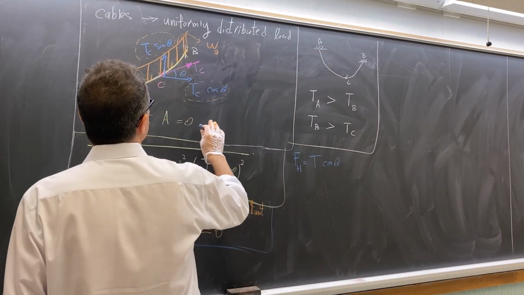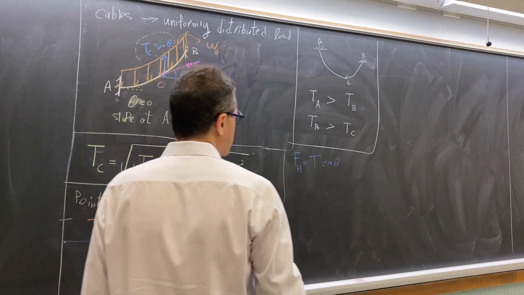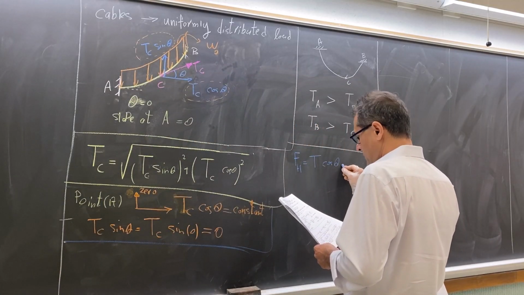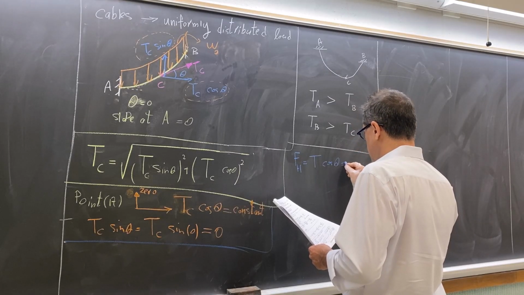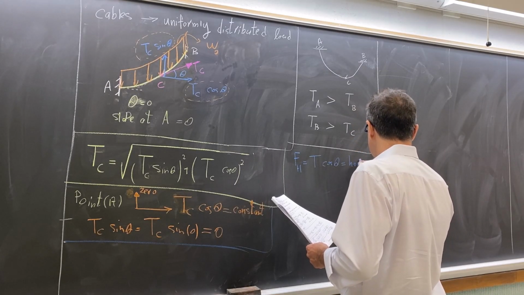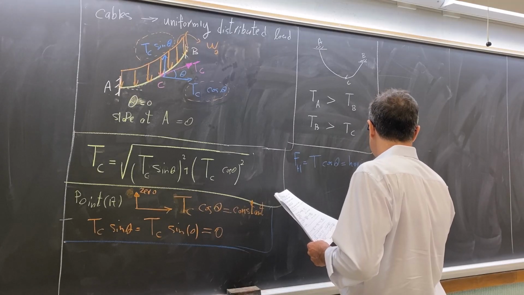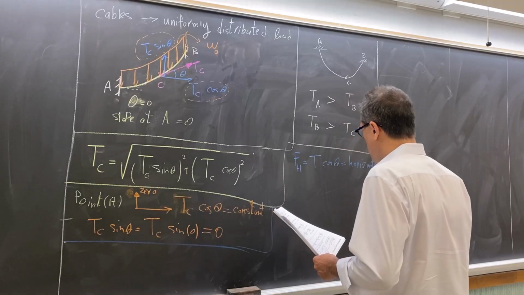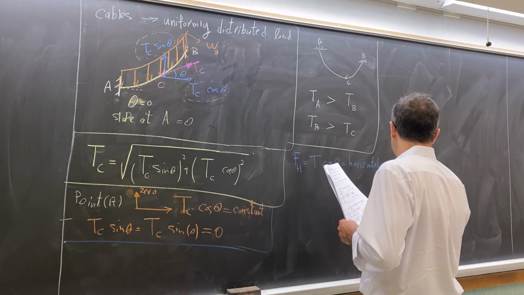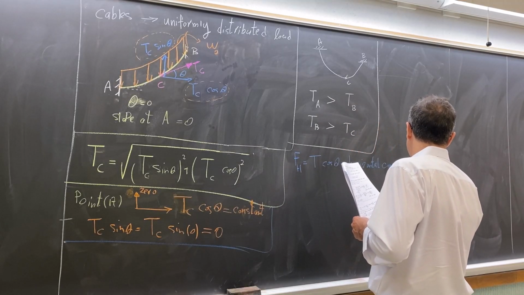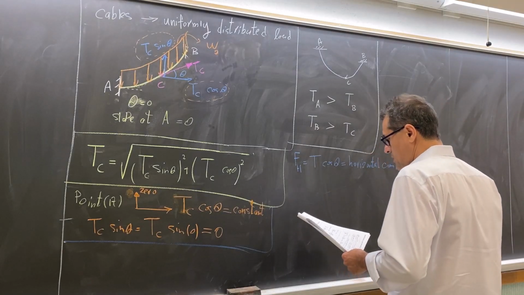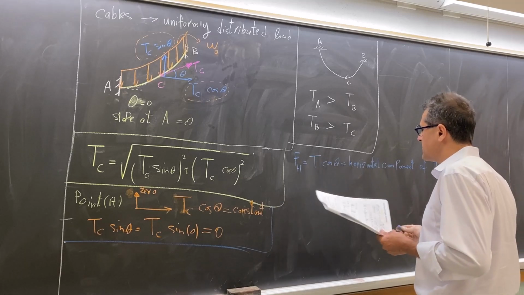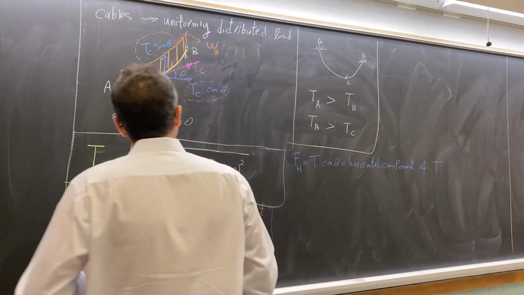T times cosine theta. T is the internal force in the cable, and it is constant. So we call it the horizontal component of T. And T is the tensile force in the cable.